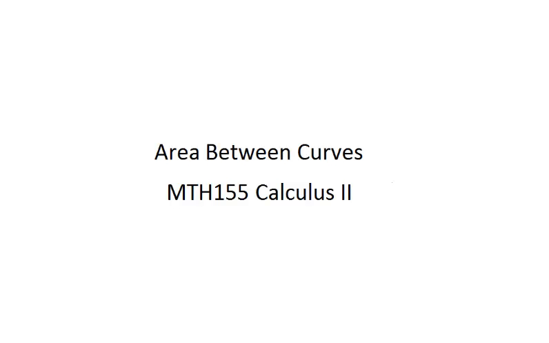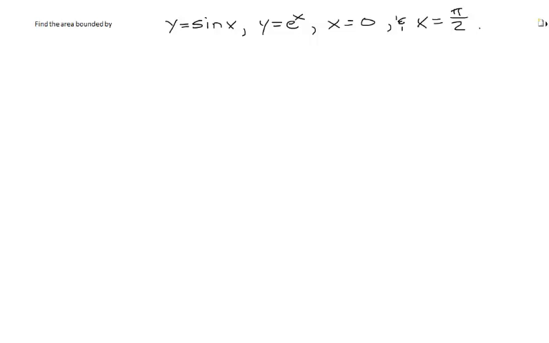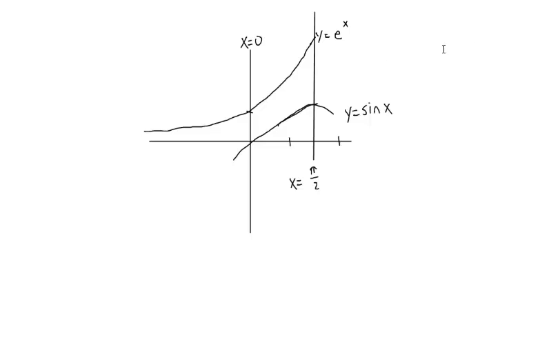In this video, we're going to take a look at how to calculate area between curves. In this first example, it says find the area bounded by y is equal to sine x, y is equal to e to the x, x is equal to 0, and x is equal to pi over 2. So the first thing that I like to do is to graph it. So I've done that already, and we have 4 lines bounding an area. So the area that we're looking for is here in between all 4 of our curves.